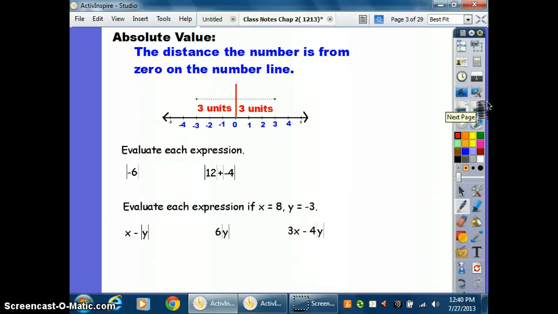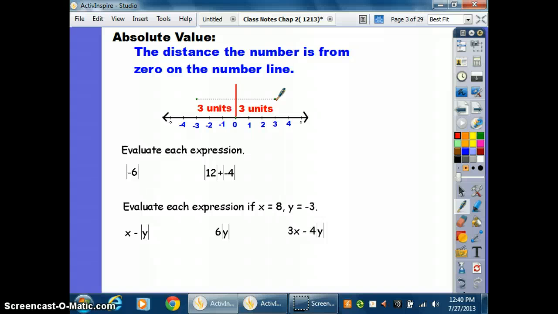Absolute value. Now, absolute value is the distance the number is from the 0 on the number line. You can see here I have marked a negative 3, a dot here, and a dot up to the 3. The distance between these 2 points is 6. Okay, distance is positive. And the absolute value is always going to be positive. We have a symbol for absolute value. It's 2 straight lines.